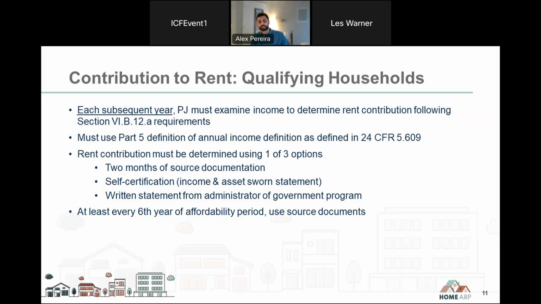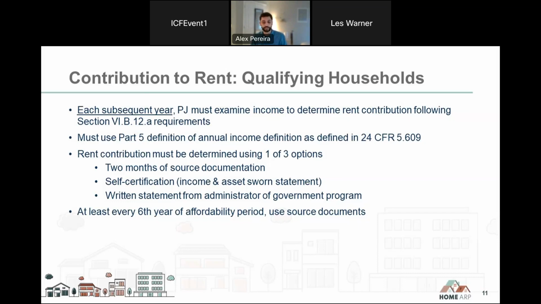It means that if the household is receiving benefits under a different government program for which the household's income is already being determined, then the PJ and the owner can essentially use that determination for the purposes of determining rent contribution. All you need is a written statement from the administrator of that program. Now, one important thing to highlight here is that for the second option of self-certification, at least every 6th year of affordability period, the PJ and the owner must go back to the source documents.